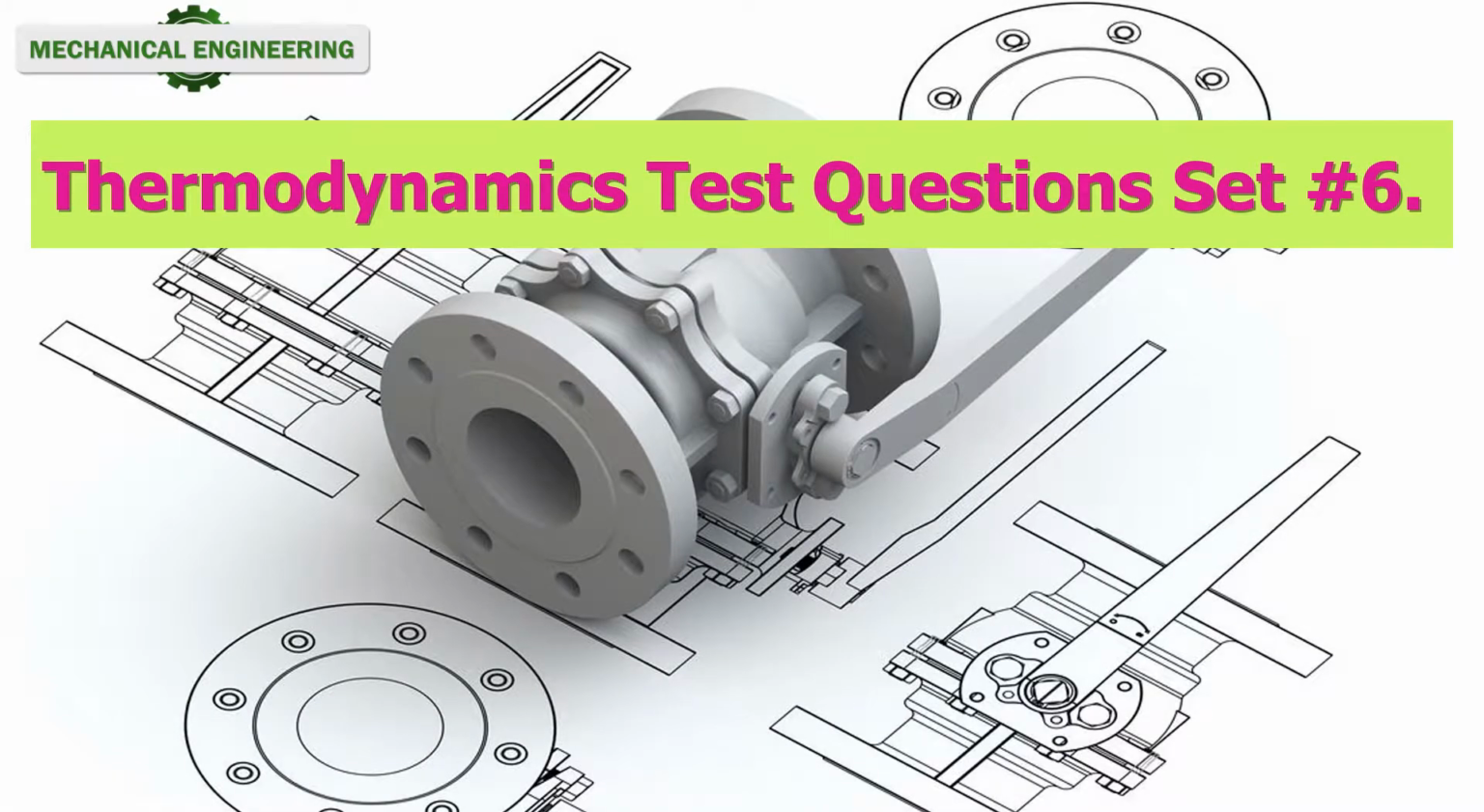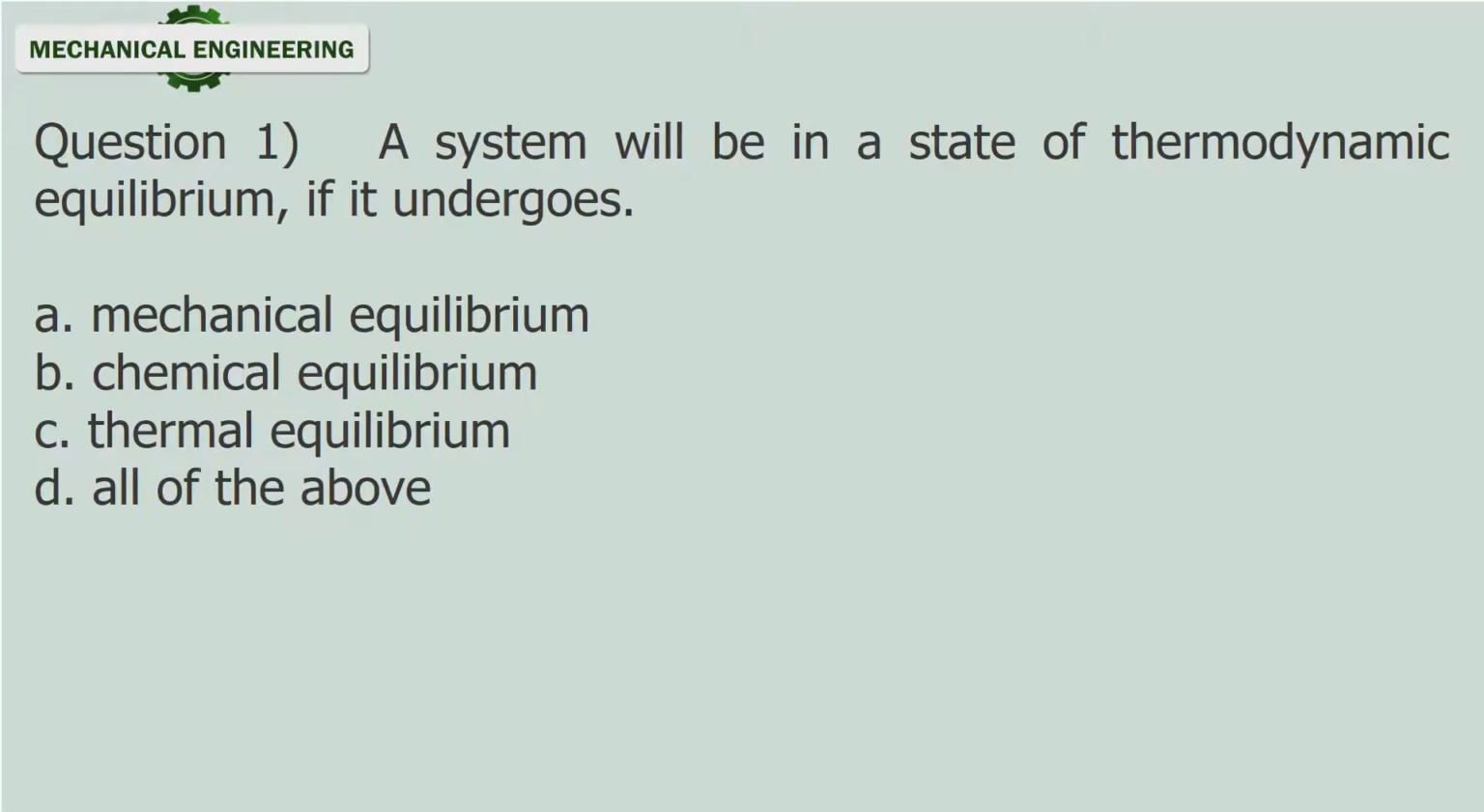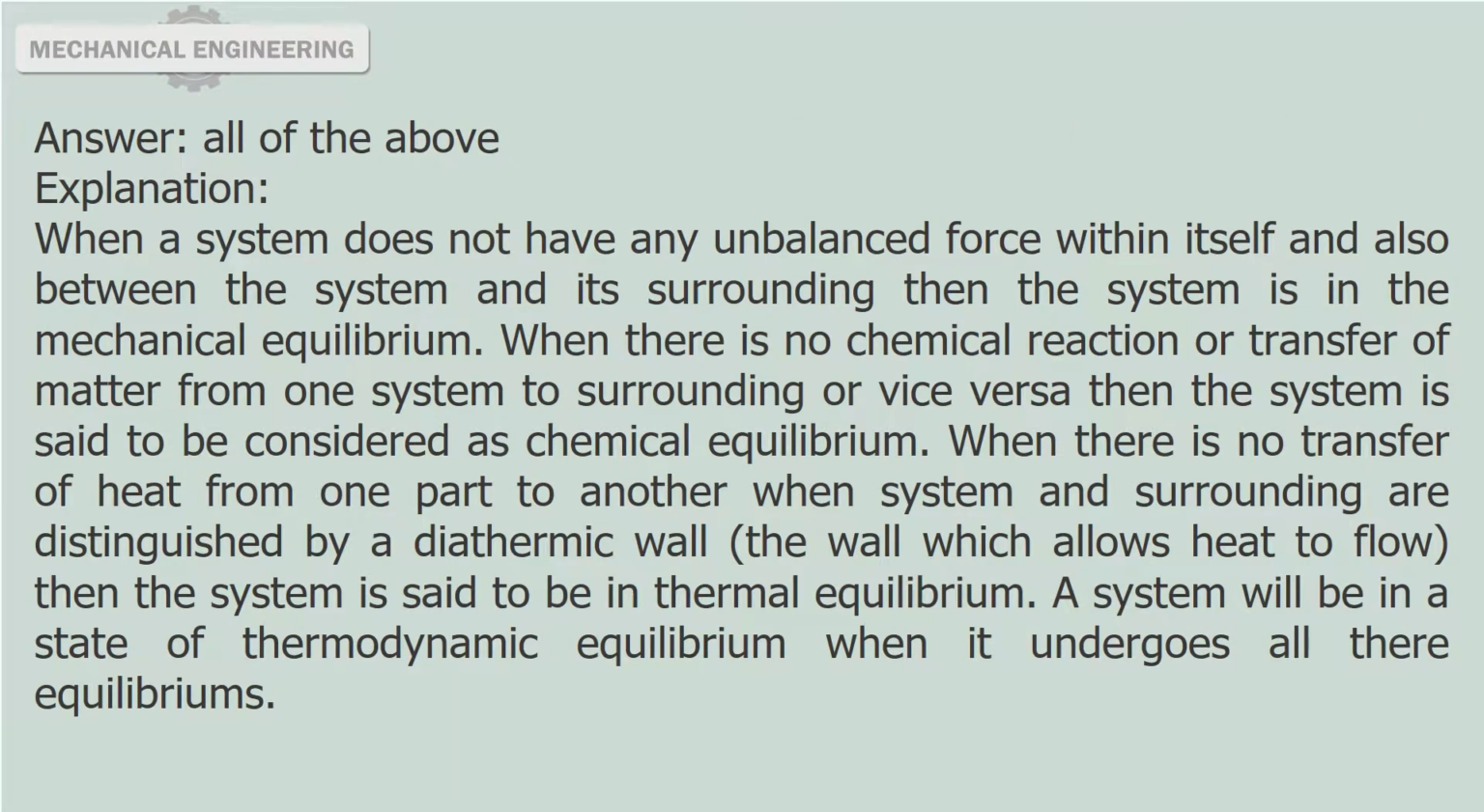Thermodynamics Test Questions Set number 6. Question 1: A system will be in a state of thermodynamic equilibrium if it undergoes A. Mechanical equilibrium, B. Chemical equilibrium, C. Thermal equilibrium, D. All of the above. Answer: all of the above.